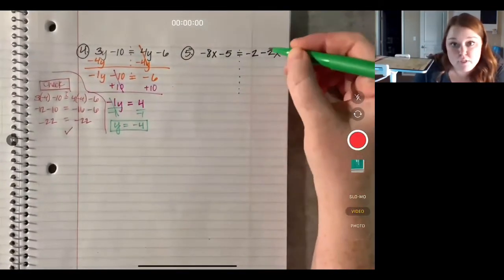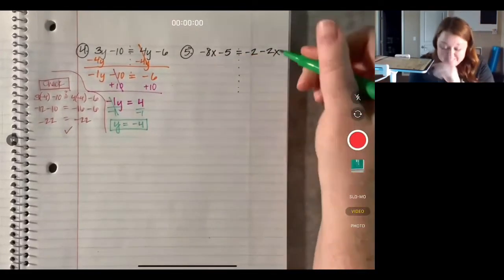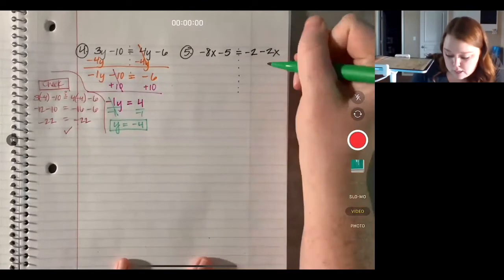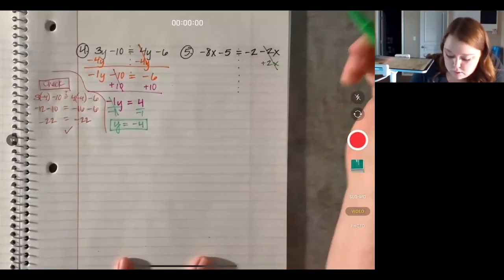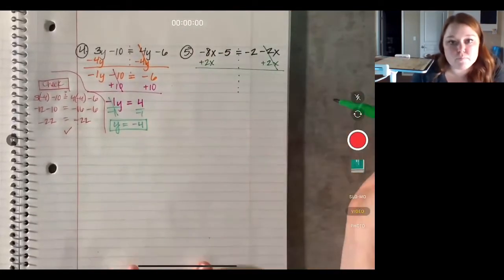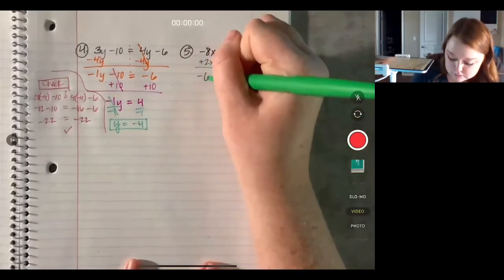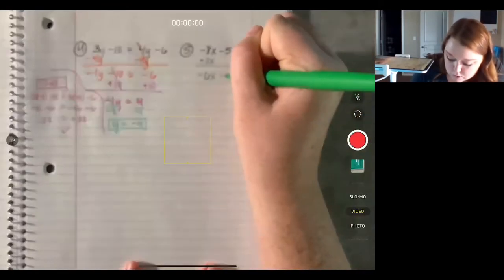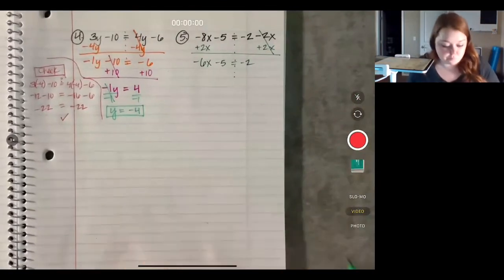I'm going to move this variable term to the left. It's usually always my game plan. Since it's a negative 2x, I'm going to add 2x so that it cancels. I'm also going to add 2x on the left side, of course. Negative 8x plus 2x is negative 6x. Drop down everything else.